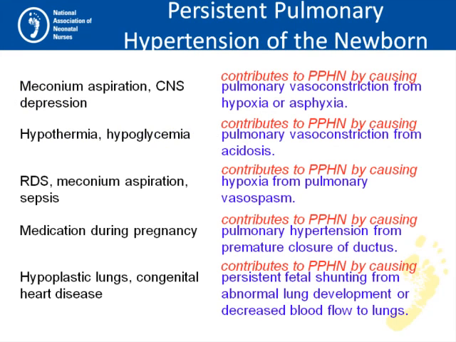The etiology of persistently elevated pulmonary vascular resistance is multifactorial. The most common cause is maladaptation from fetal to neonatal life or from underdevelopment of the pulmonary lung capillaries and tissues.